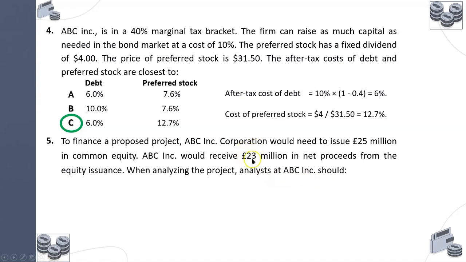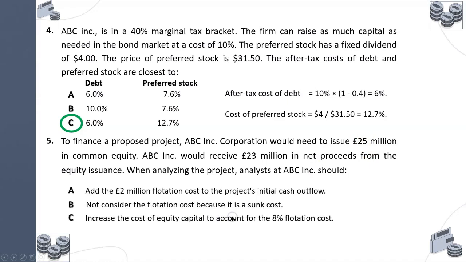We debit bank 23 million, debit flotation cost of 2 million, which is part of the profit or loss account, and then we credit the whole 25 million to the equity. So equity is 25 million. Now the question is whether to add the 2 million flotation cost to the project's initial cash outflow. Do we add this? Because normally we do the net present value calculation.